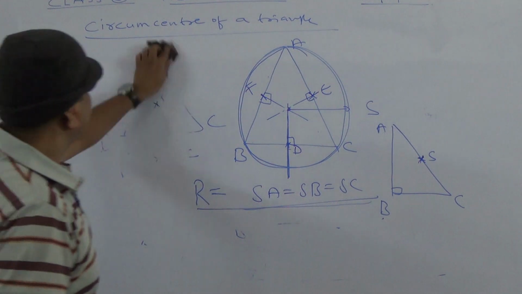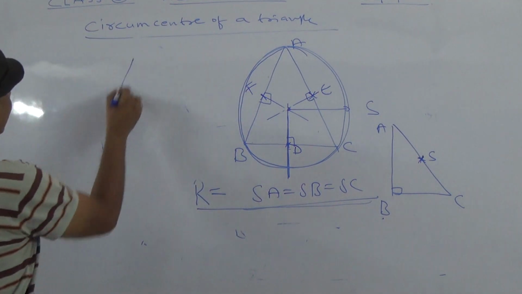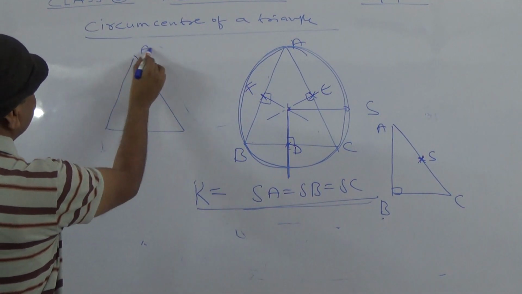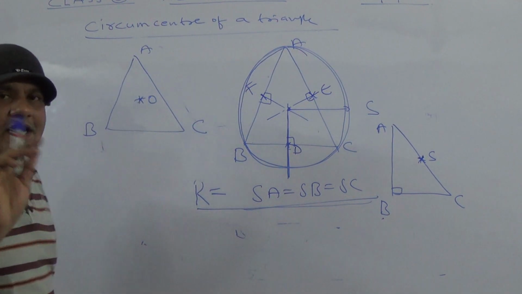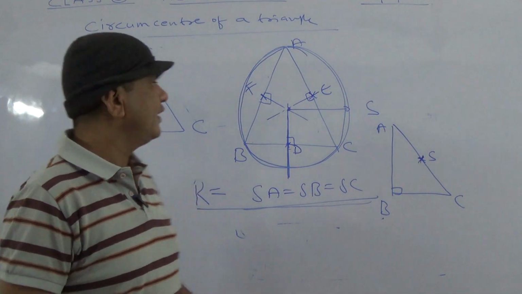Now, for example, this is triangle ABC. O is the orthocenter, not the circumcenter, of the triangle ABC.